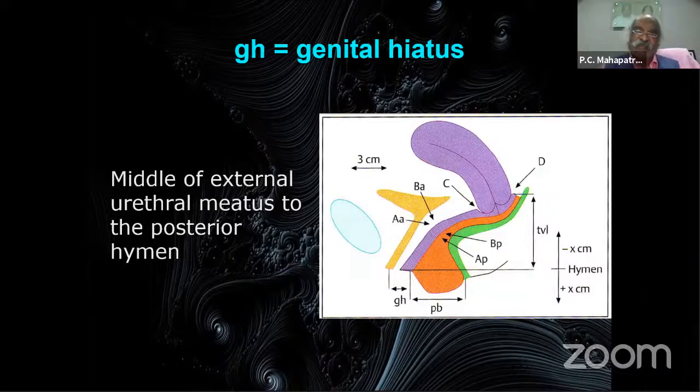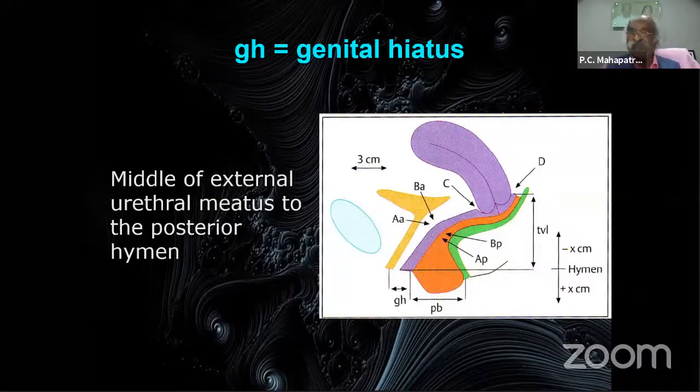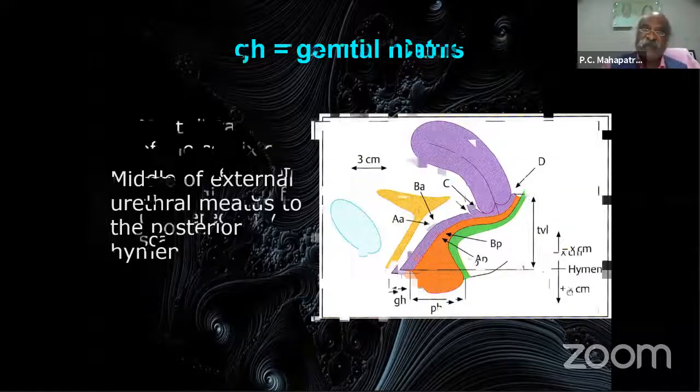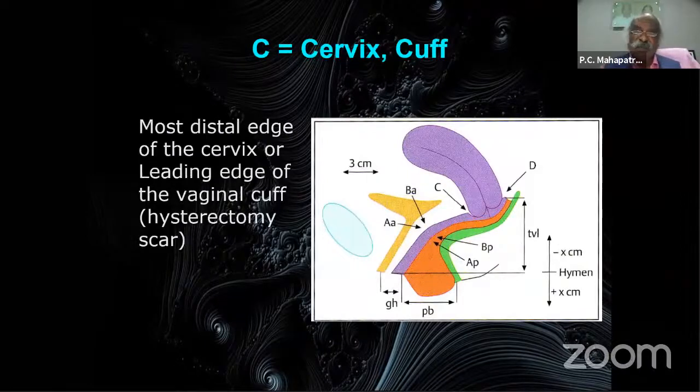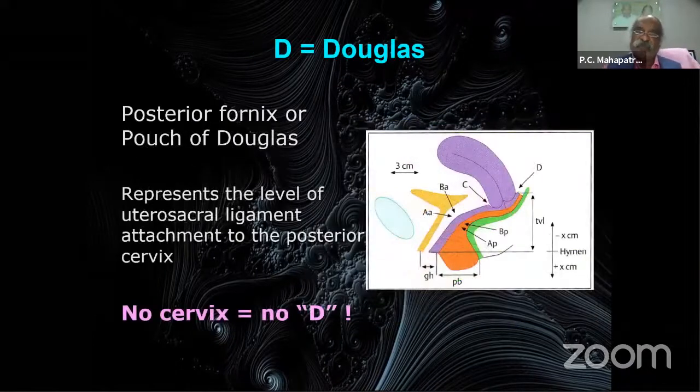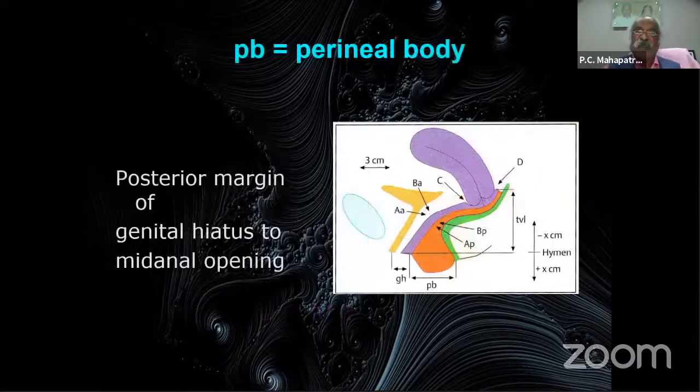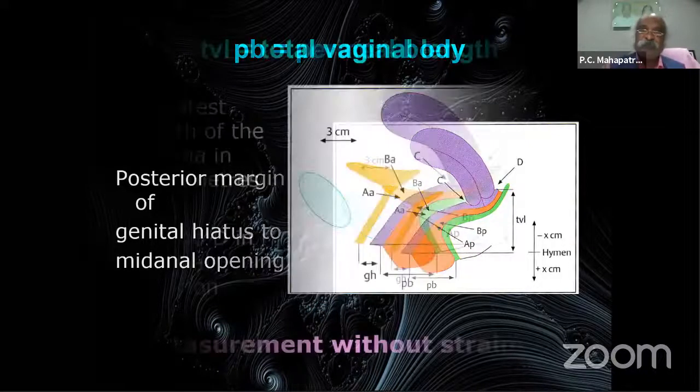What is the genital hiatus? The genital hiatus is the middle of the external urethral meatus to the posterior hymen. C is the cervix, the most distal edge of the cervix, or the leading edge of the vaginal cuff after hysterectomy. D is the Douglas, the posterior fornix, pouch of Douglas, used when there is no cervix, that is, post-hysterectomy. The perineal body is the posterior margin of the genital hiatus to the mid-anal opening.